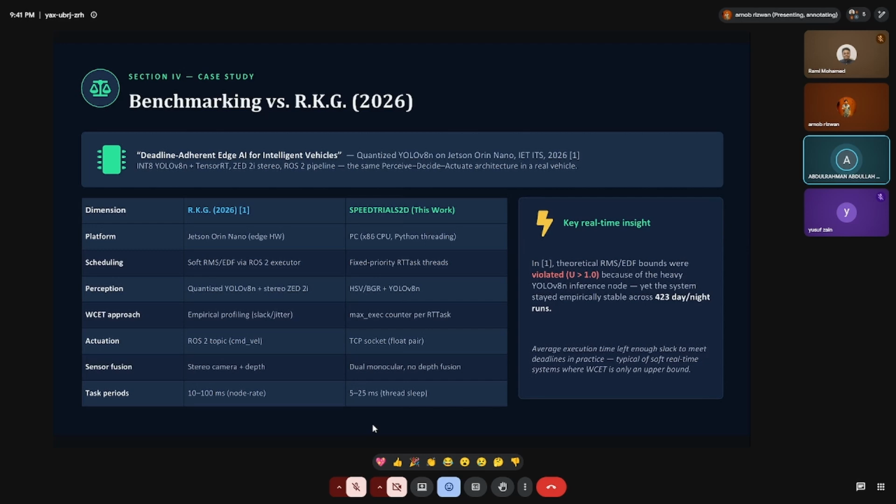Now look at the yellow box on the right. This is the key point in the real paper. The math said their system should fail because the workload was too heavy, but in real testing, it worked fine for 423 day and night runs. This shows that in a soft real-time system, the average time is more important than the worst case. Our project shows the same idea. Moving to the next slide.